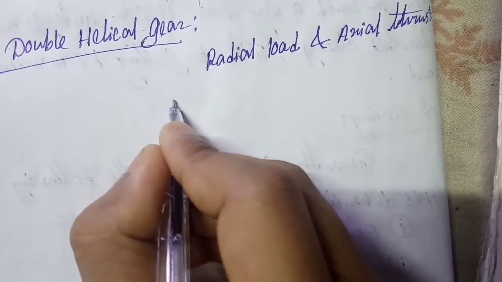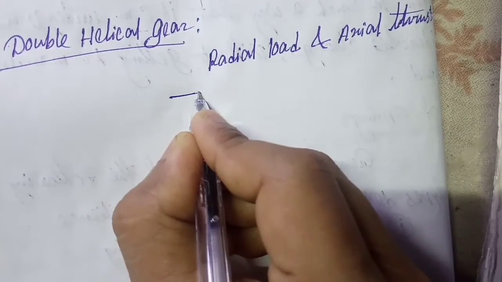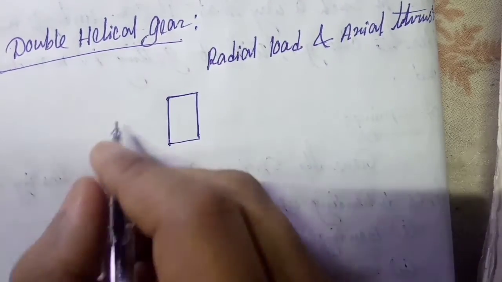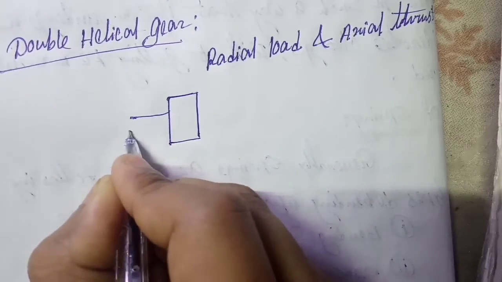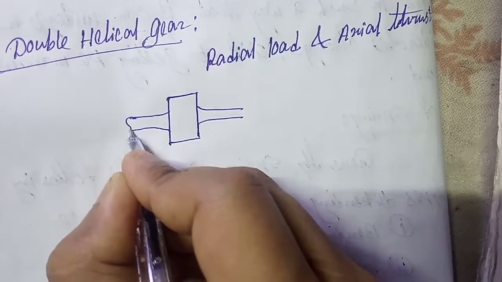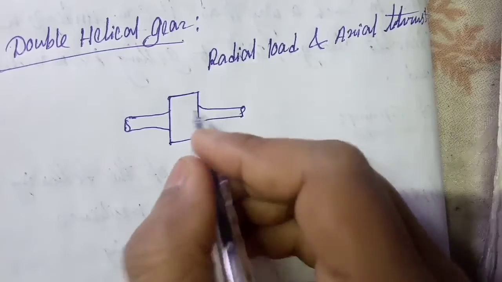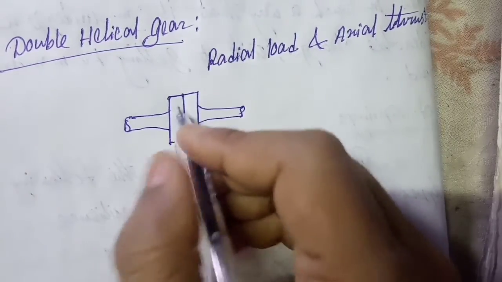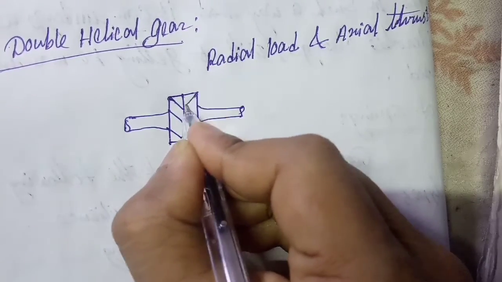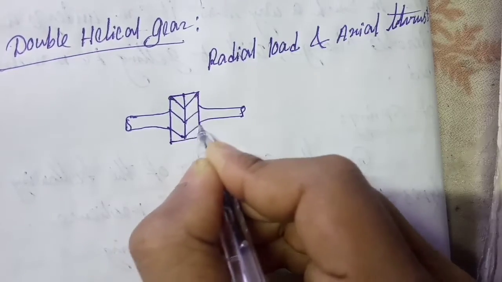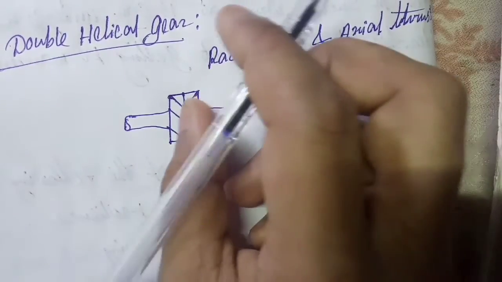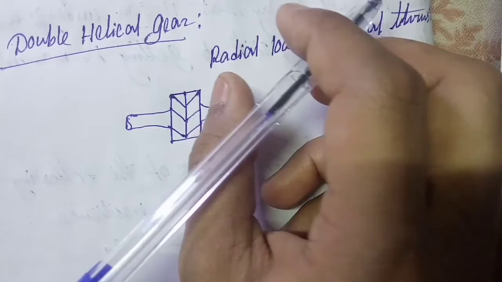Now I will draw the picture, and you can see. This is called a double helical gear. One side is a helical gear and the other side is a helical gear, so double helical gear. When radial load and axial thrust are applied, then it's used.